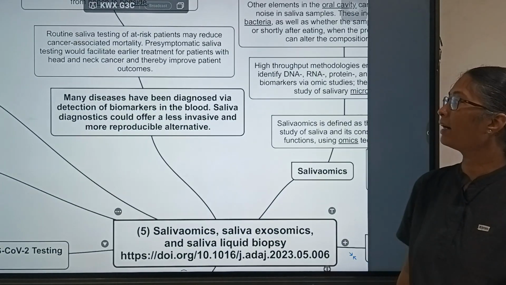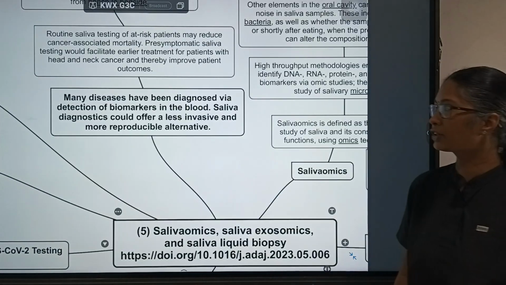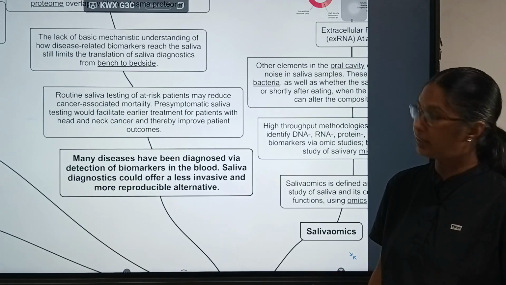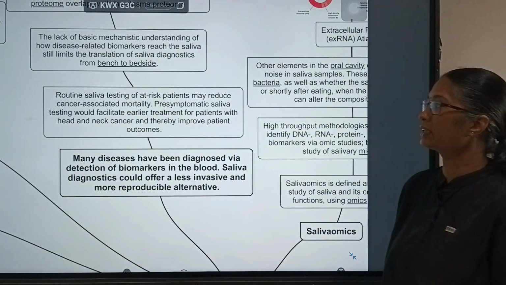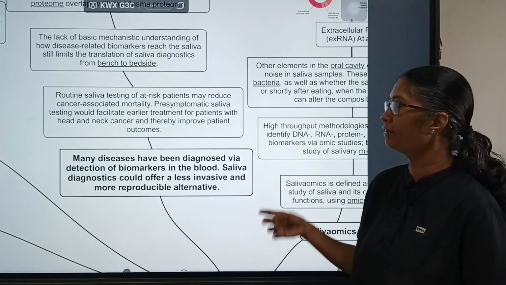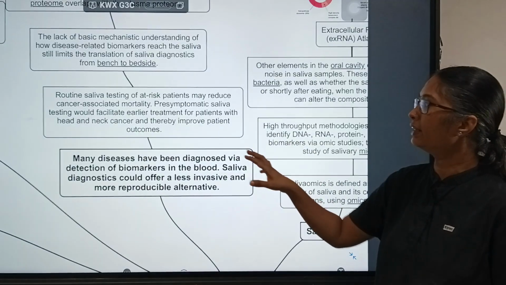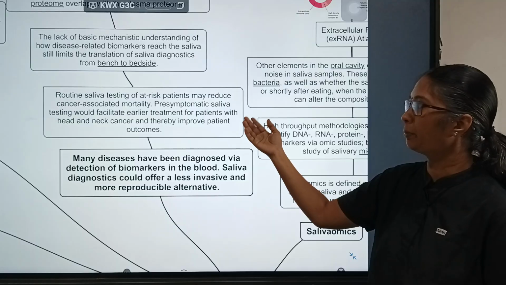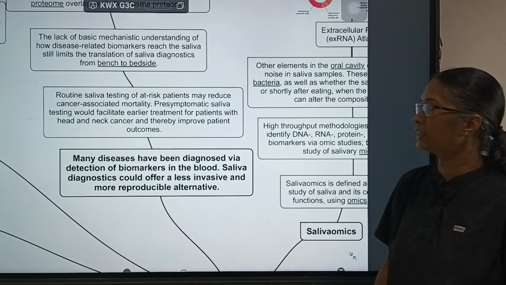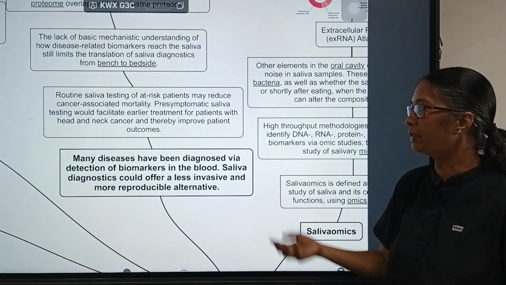Many diseases have been diagnosed via detection of biomarkers in the blood, that we know. But saliva diagnostics could offer a less invasive and more reproducible alternative. So routine saliva testing of at-risk patients may reduce cancer-associated mortality. So when there is a set of patients who are at risk, if we just do a non-invasive salivary test to check the risk assessment, we can select the pre-symptomatic saliva testing and the early treatment for the patients with head and neck cancer and thereby improve patient outcomes. So at-risk patients as well as the pre-symptomatic saliva testing can help in improving the patient outcomes.